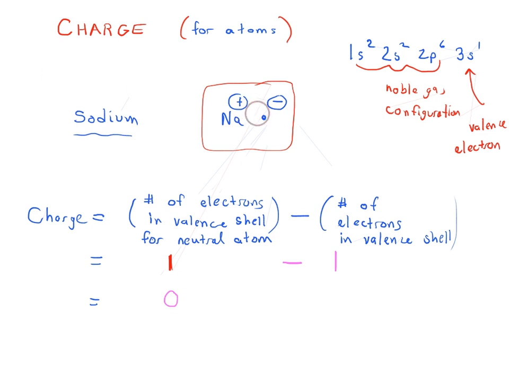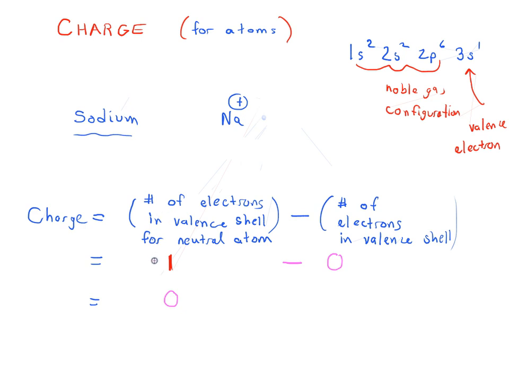Now, again, if we lost this electron from our sodium, so if it became sodium without its electron, if we ionized this sodium, then we'd be in a situation where we've lost an electron. It no longer has any electrons in its valence shell. So this number is going to change. In fact, it's going from 1 to 0.